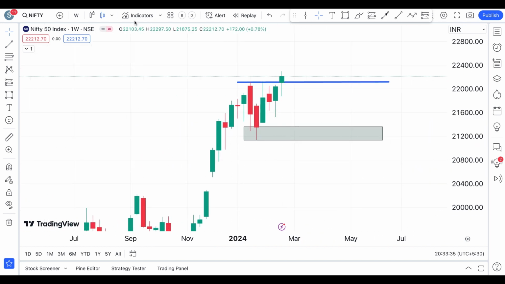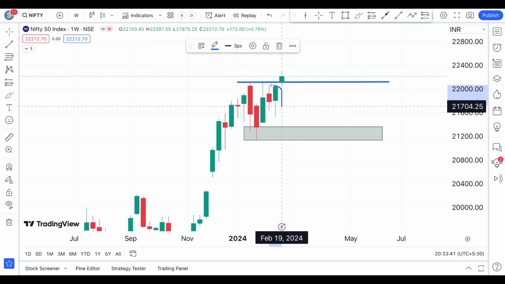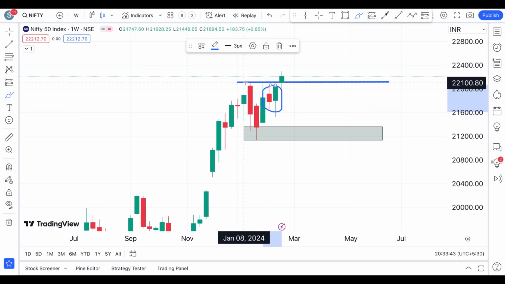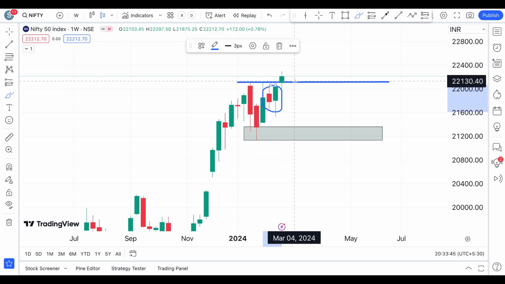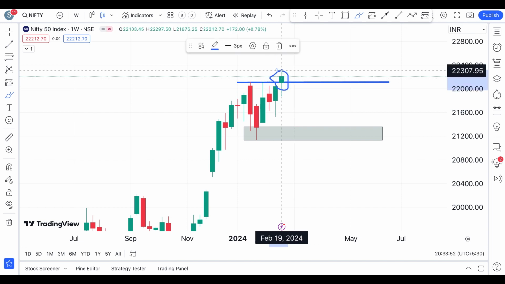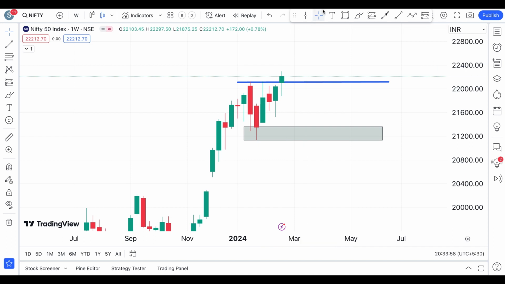Now let's quickly change it to the daily chart. There is nothing much to talk about here because previous week with this bullish engulfing pattern, we said that it is bullish, but the only thing is there is this resistance line which may cause some trouble. But we have seen a breakout from here, so it's going to be a good upside move for the Nifty.